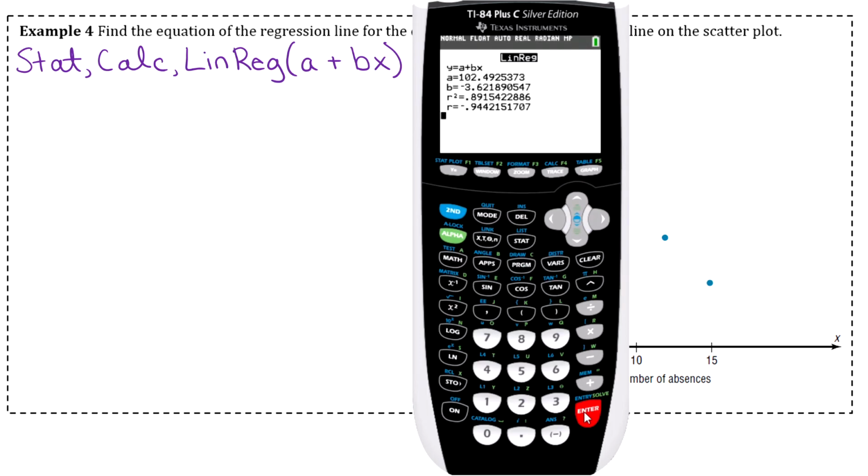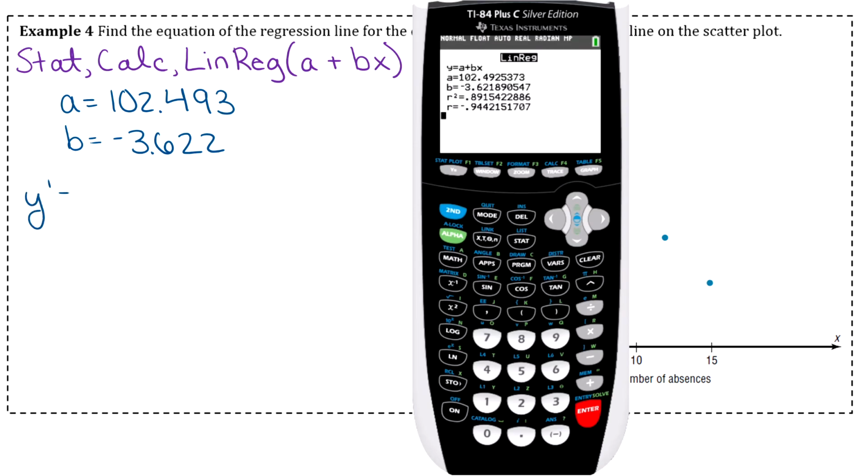And then last time we were looking at the R at the bottom. Well, if you look above that, you can see that it also tells you what A and B are. So A is 102.493, and B looks like negative 3.622. Okay, so you just jot those down from your calculator, round them to 3 decimal places, and then that's pretty much it. That's all you need to be able to write the equation of the regression line.